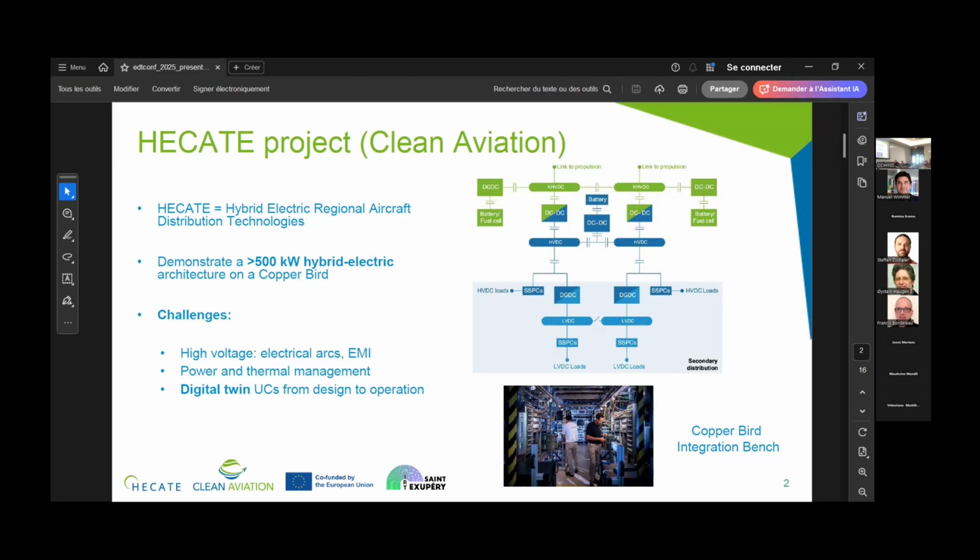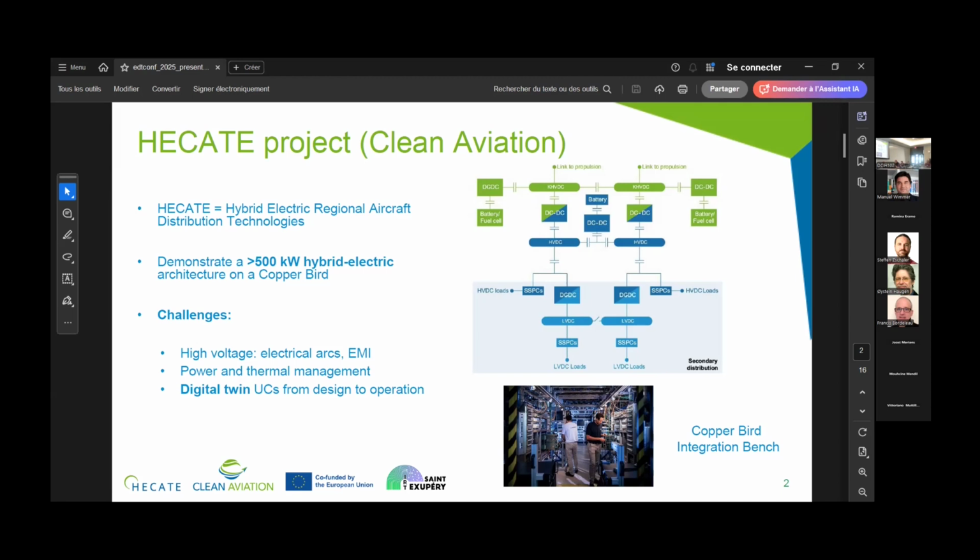Such a system is usually composed of different levels of distribution for different levels of power. Here we're looking at the very high voltages and very high powers, and the second distribution is for lower, still high and medium, but lower voltages and power. In the upper part we find the energy sources for the propulsion, because we have an electric engine for the aircraft, batteries and fuel cells. And then you find other loads on lower distribution systems.